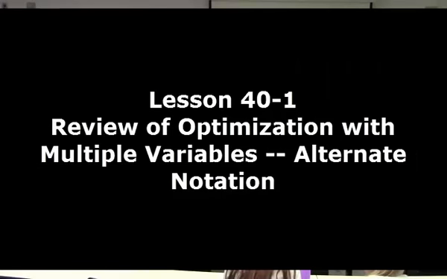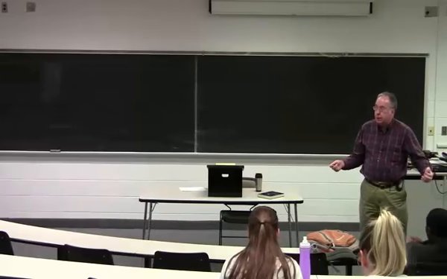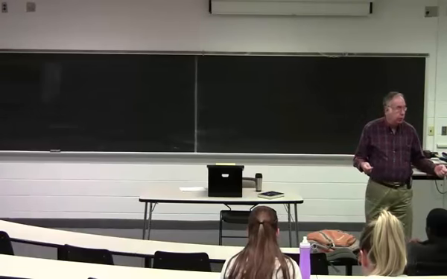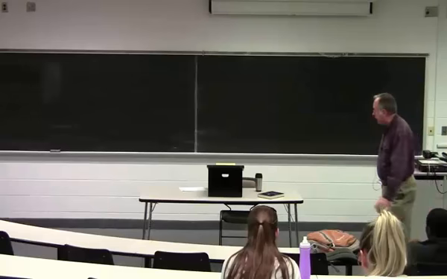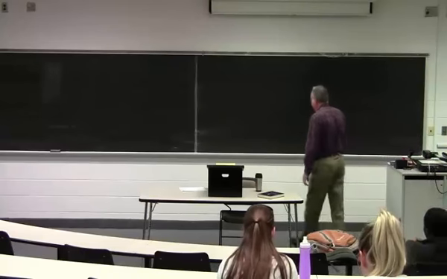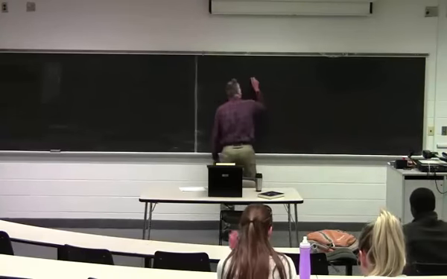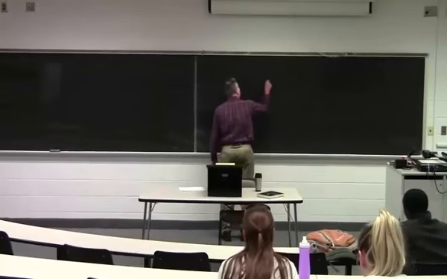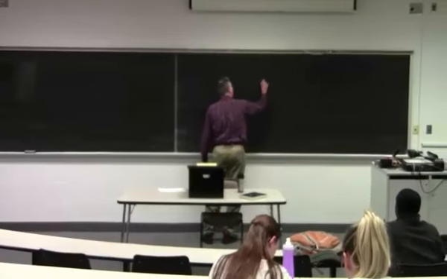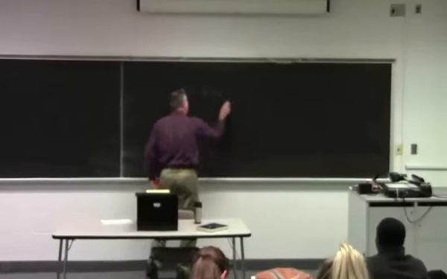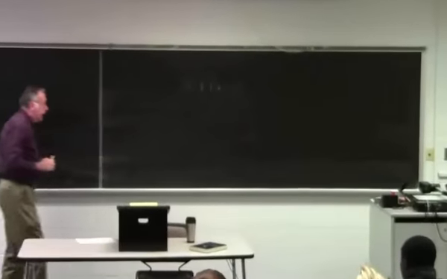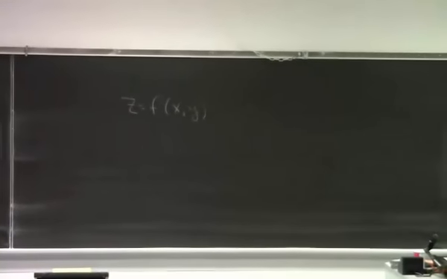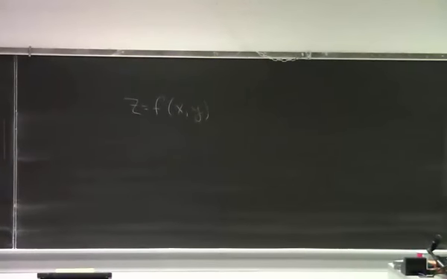Yesterday we had just begun discussing optimization problems for functions with two or more variables. And let's consider this case right here. Suppose z is a function f of x and y. And let me change the notation a little bit. Let me use a more convenient notation.